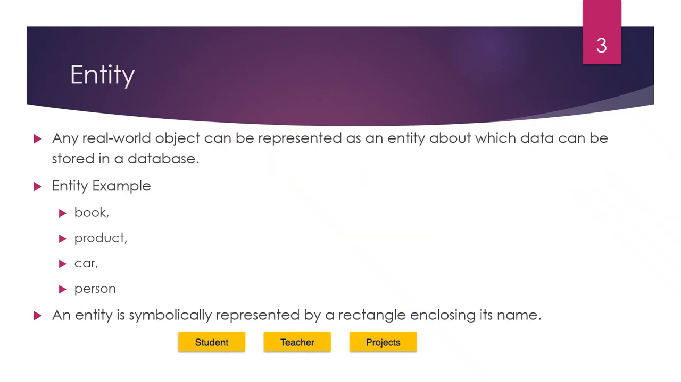What is entity? Any real world object can be represented as an entity about which data can be stored in a database. All the real world objects like a book, a car, a person are examples of an entity. An entity is symbolically represented by a rectangle enclosing its name. Here we have student entity, teacher entity and project entity. Entity represents a table in a database.